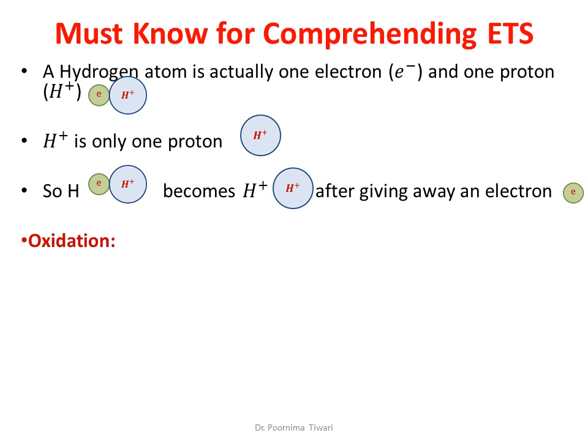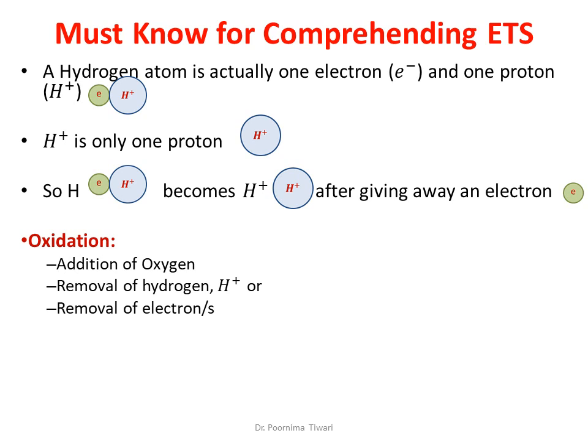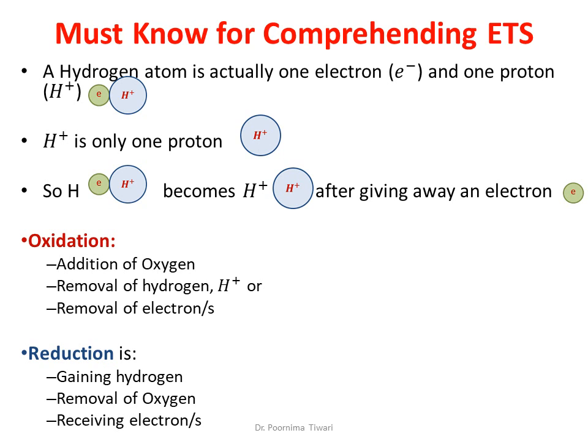Also, we call it oxidation when there is addition of oxygen to an atom or a molecule, or removal of hydrogen, or removal of H ion, or removal of electrons. And reduction is gaining hydrogen or removing oxygen or receiving electrons. You can remember that if you receive something negative, you are actually getting reduced.